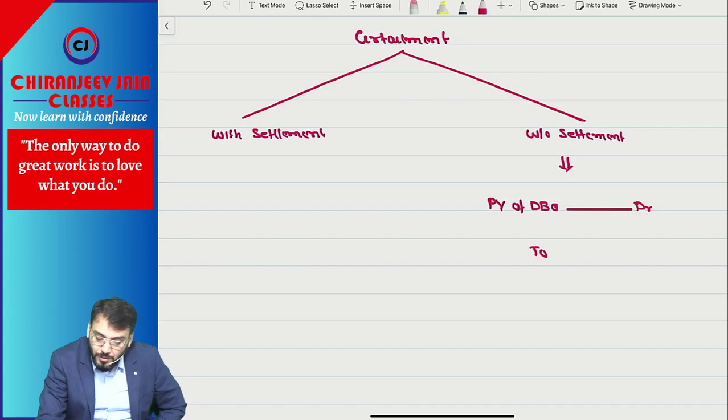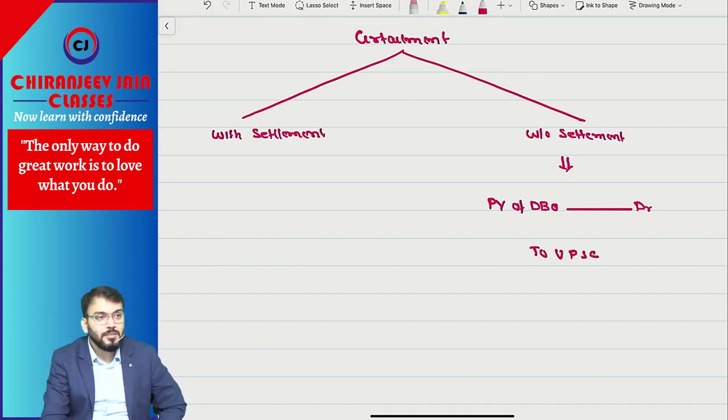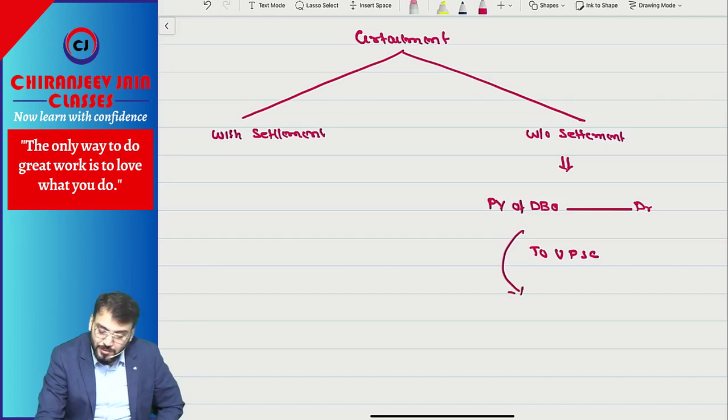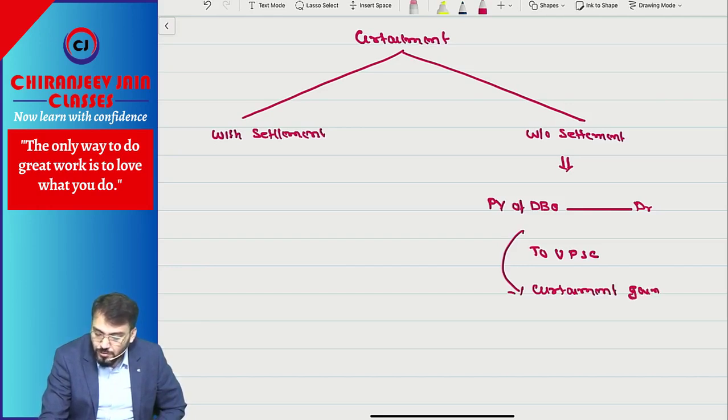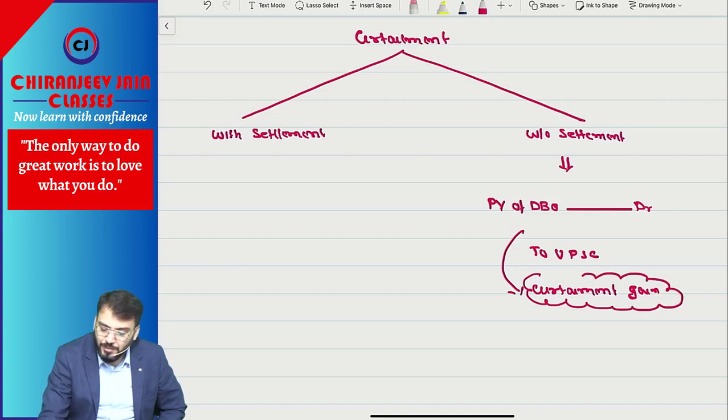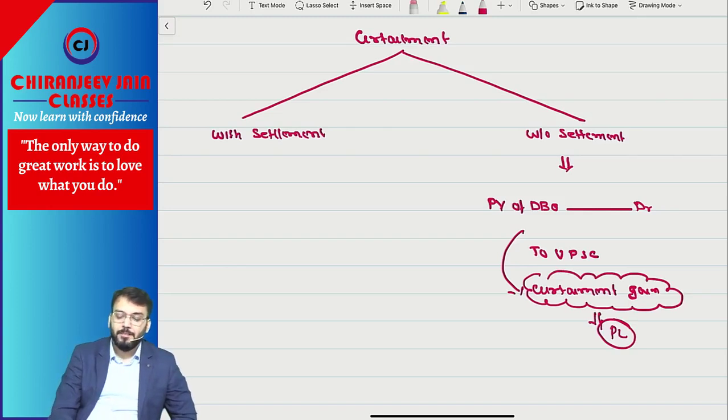To unamortized past service cost. Any amount is paid? Nothing is paid. The difference is known as curtailment gain or loss. It will always be a gain only because nothing has been paid. Curtailment gain, which will be transferred to P&L. Understood? Correct.